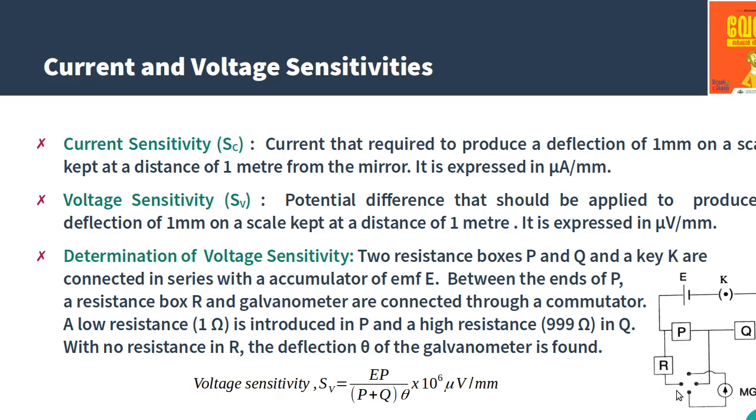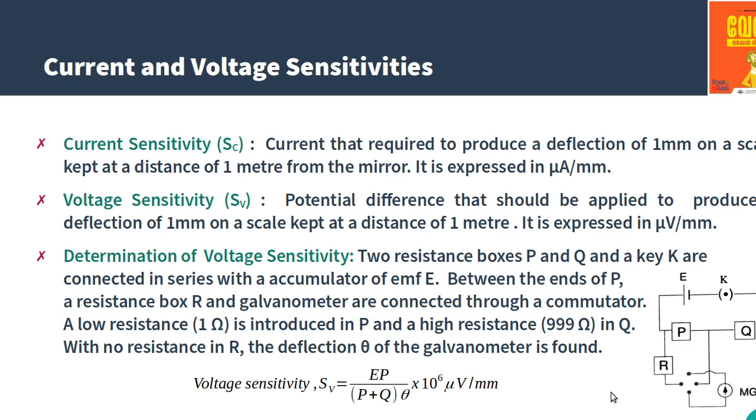There is a commutator. Through the commutator, what are we connecting the galvanometer for? Why are we using a commutator? The commutator is used so that if you keep it to one side, the current will flow in one direction, and if you keep the other, it is like a lock system. So using the commutator, we can send the current in two different directions.